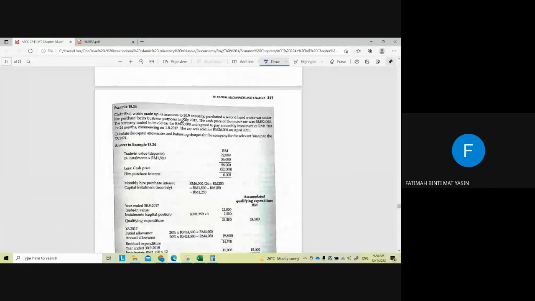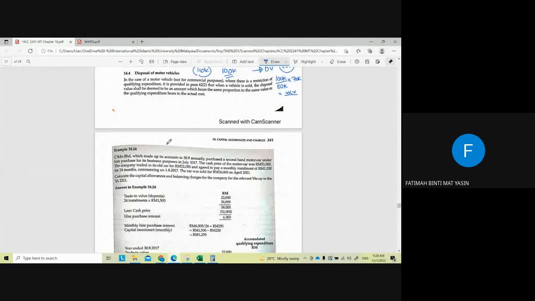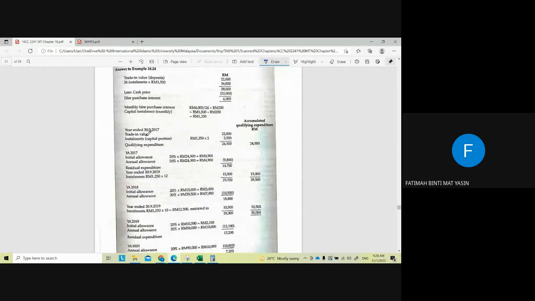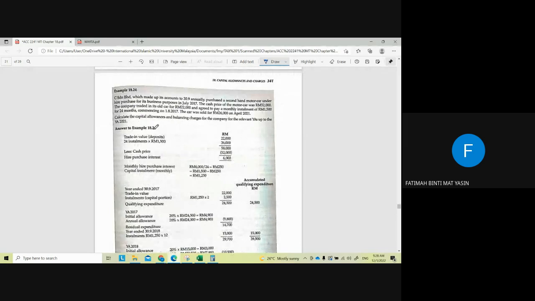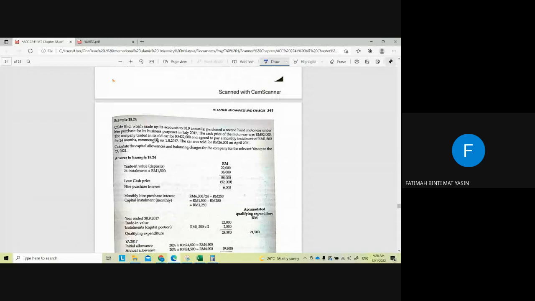Okay, let's look at this example. This example is comprehensive, Example 18.24. This example discusses hire purchase, restriction, disposal value and so on, so that's why I would like to discuss this one. Sinan Berhad, which made up its accounts to 30th September annually, purchased a second-hand motor car under hire purchase for its business purposes in July 2017.